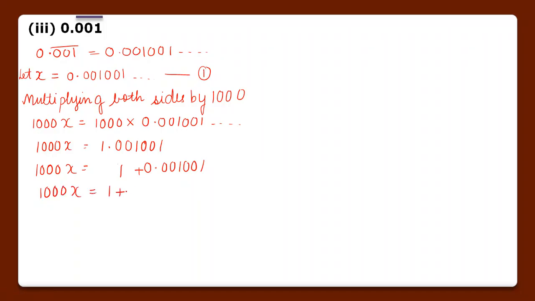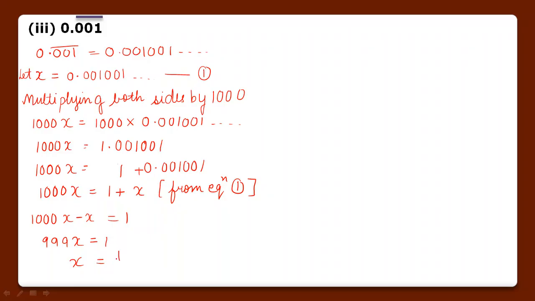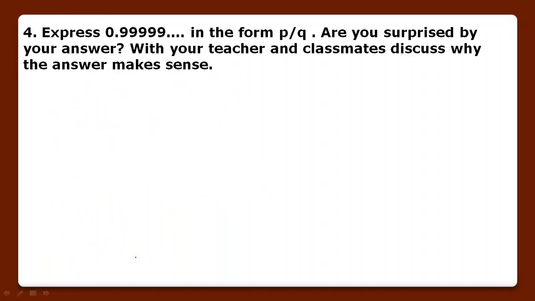Now we'll write it like this: 1 plus x. How? Again from equation 1. हम x को यहाँ प्लस में, इधर माइनस हो जाएगा. 1000x minus x equal 1, that is 999x equal 1. What is the value of x? 1/999. हमने x सेलेक्ट किया था इसे, तो हमने इसको p/q की फॉर्म में रिप्रेजेंट कर दिया, where p and q are integers and q not equals to 0. Let's do the fourth question.